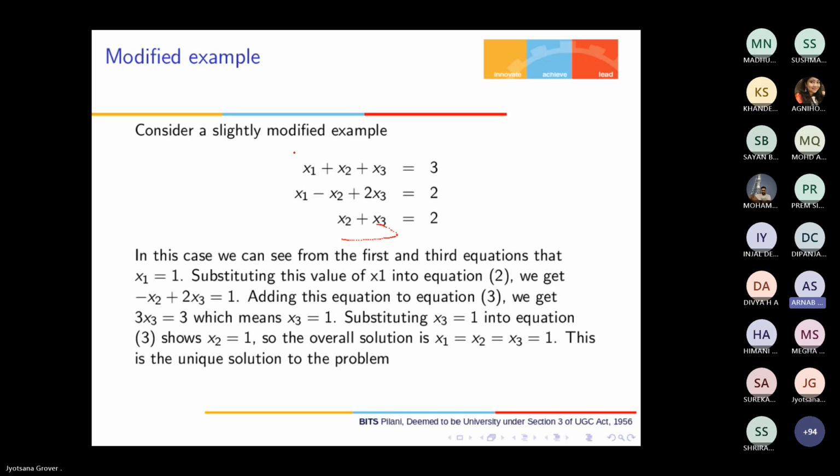These are like simultaneous equations which we did, but that was only for x and y. Here it is x1, x2, x3. What will you do now? Substitute x1 equal to 1 here. So what will you get? Minus x2 plus 2x3 is equal to 1.